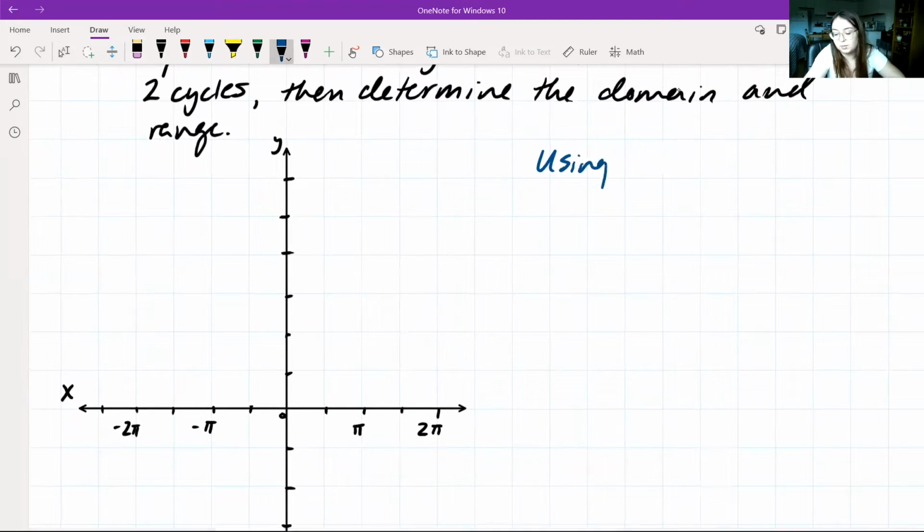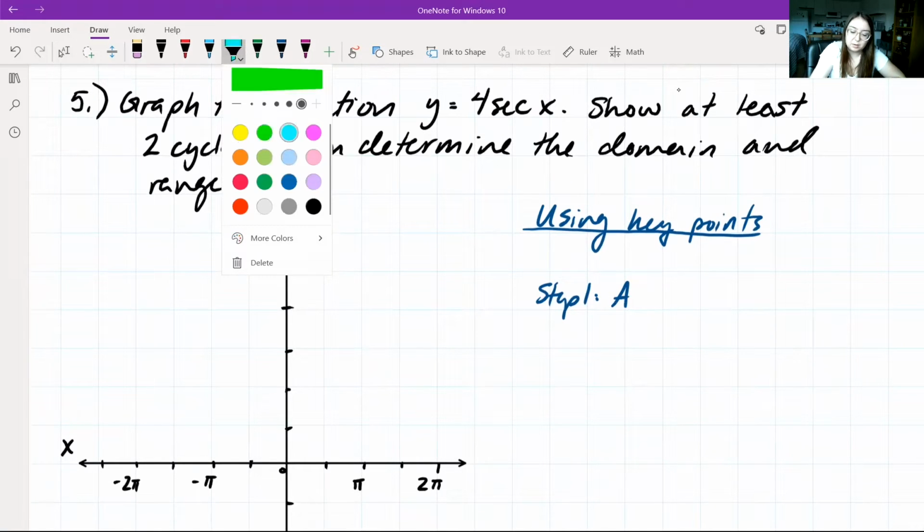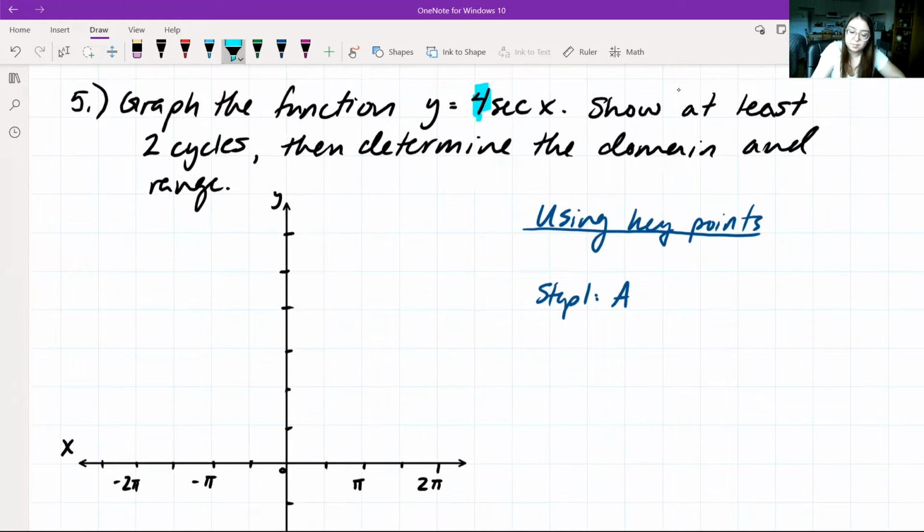So using key points, step 1, we want to determine the amplitude and the period. So just like in our last problem, we can find the amplitude because it's this number that's being multiplied by our function. So our amplitude is the absolute value of 4. So our amplitude is 4.